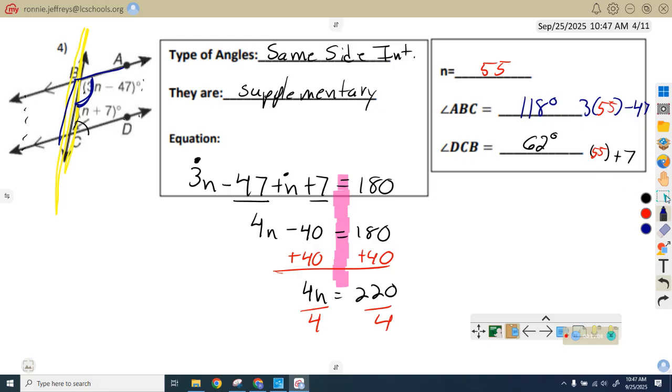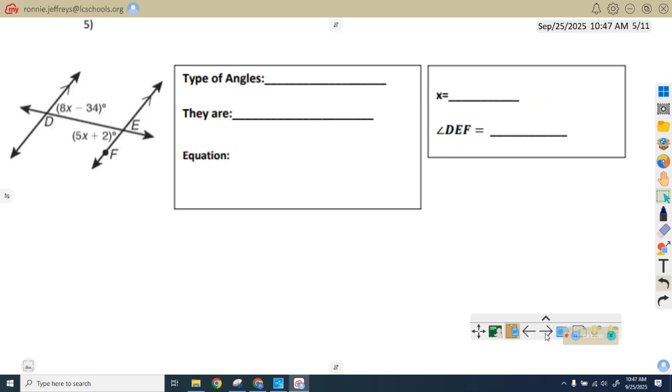All right. Go with number 4. Anybody need more time? A few people? Okay, it's all right. Okay, and number 5. These are, let's see, they're inside this box, so we know they're interior. They're on opposite sides, so this is alternate interior angles. They are congruent.